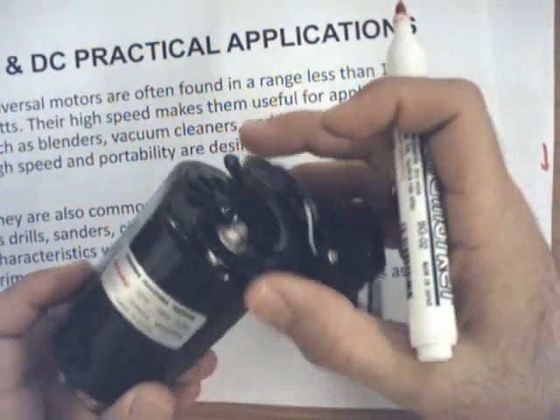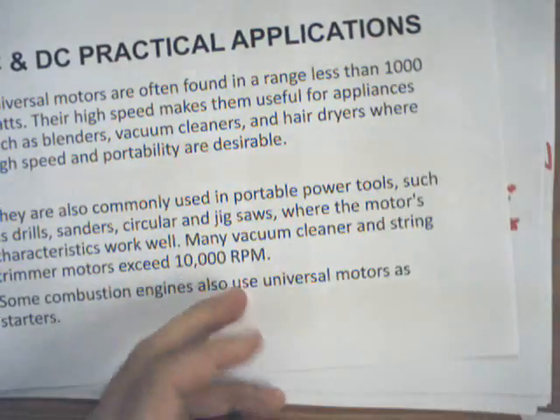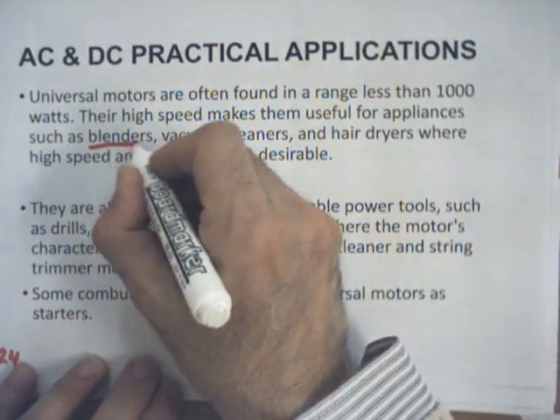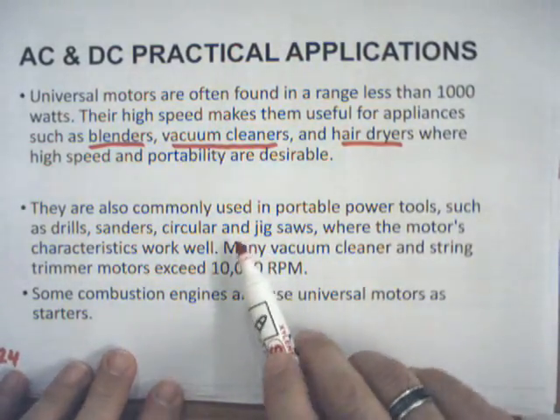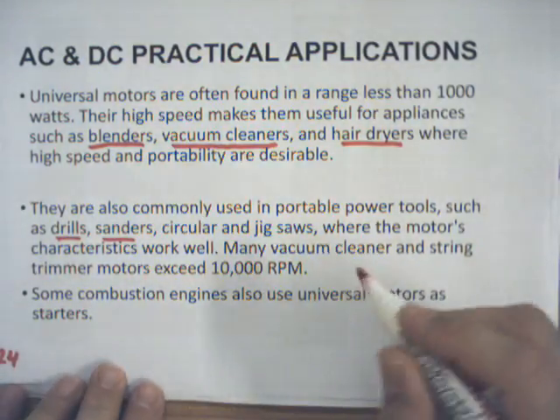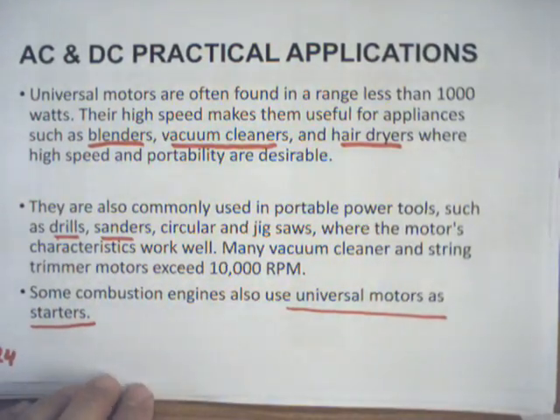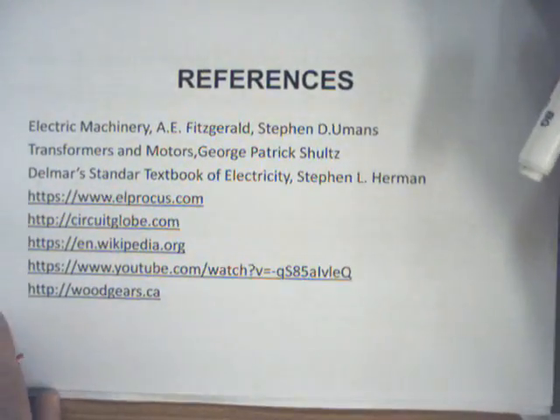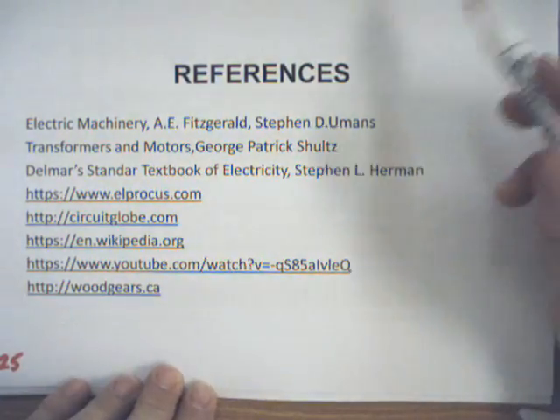Universal motors are often found in the range of less than 1000 watts. For example, this motor has a rating of 100 watts. High speed makes them useful for appliances such as kitchen blenders, home appliances, etc. They are commonly used in portable power tools, drills, sanders, etc. Some combustion engines also use universal motors as their starting motors. So that's about it. This was a summary of the universal motor topic.